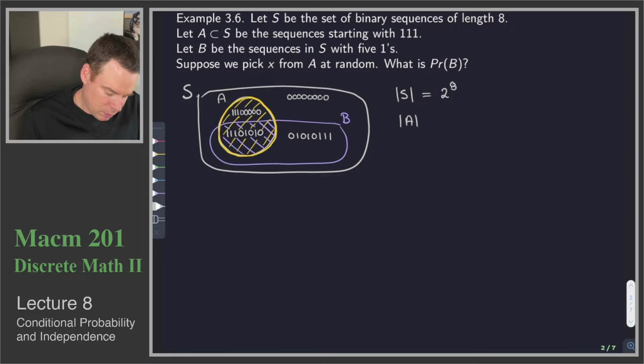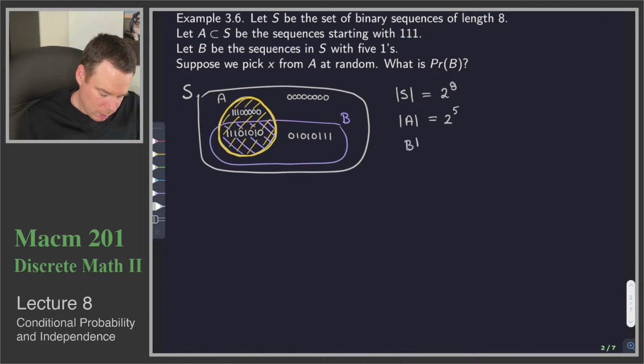What's the size of our set A, our event A? Those are the sequences that start 1, 1, 1. So the remaining 5 digits can be any of 0s and 1s. So of those 5 spots, there's 2 choices for each. So the size of A is 2 to the 5.